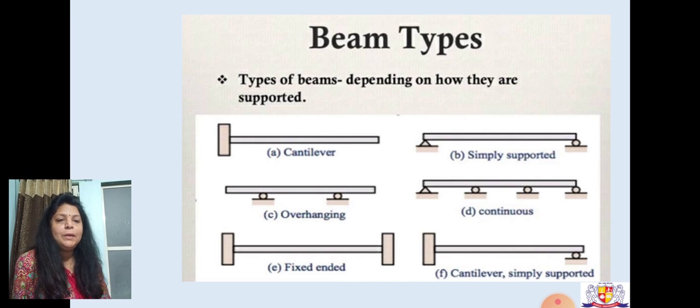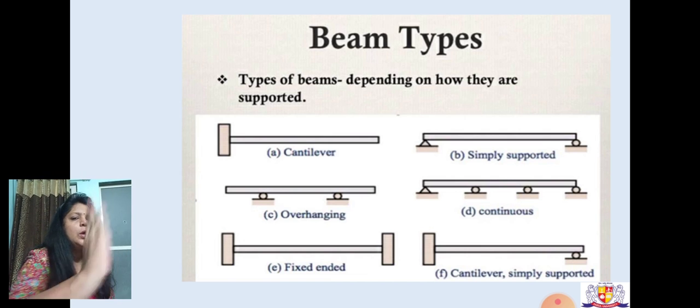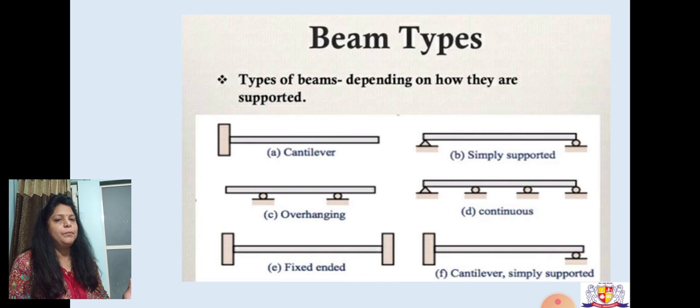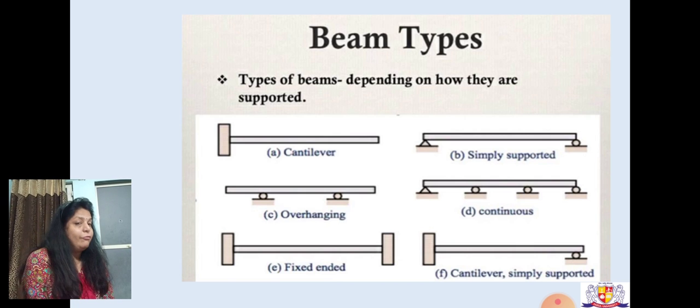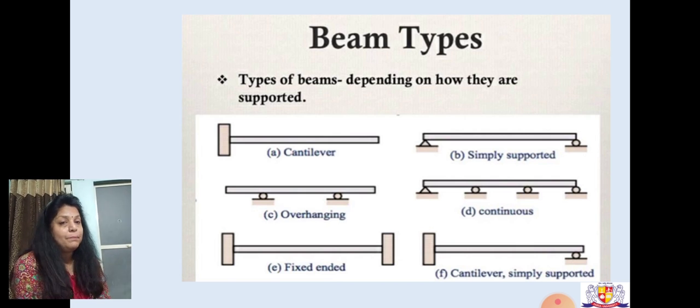Then the third type of beam is called an overhanging beam. Now, if I put my hand on one of these supports, suppose I put my hand on the right support, what does it show? It shows it is a cantilever. If I put my hand on both the supports, then what does it show? It is simply supported. So, how can we define an overhanging beam? We can define an overhanging beam as a beam which is a combination of a simply supported beam and a cantilever beam.